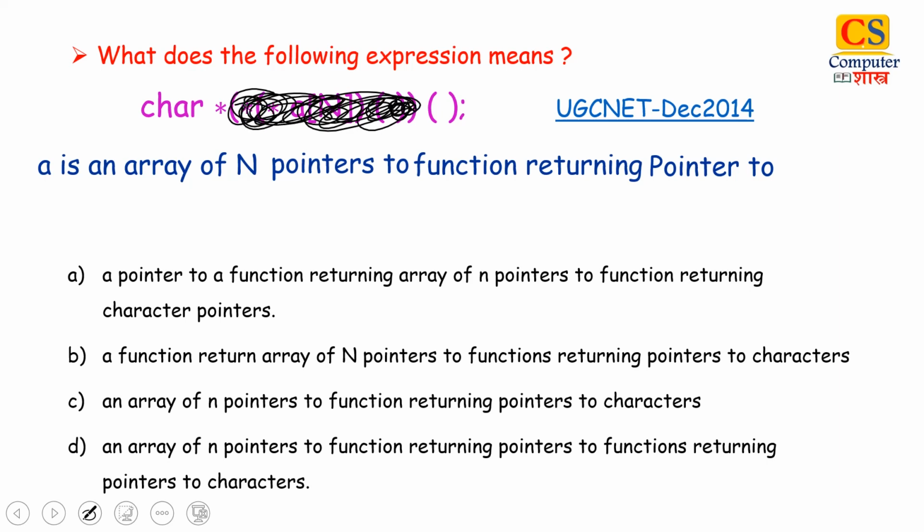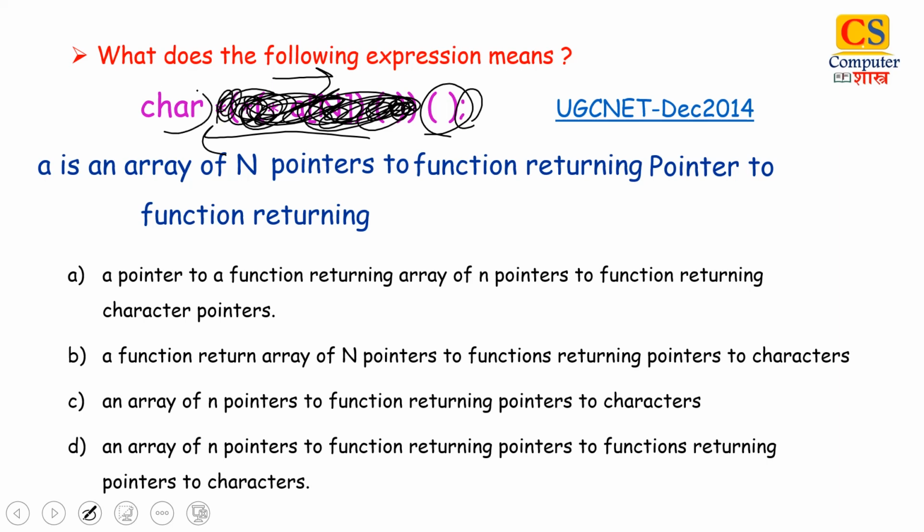I have marked it. Now move towards right. On right we have this function bracket, right, function returning. Then we have this semicolon, so move towards left direction. On left, first we will encounter this pointer, then this char. So we will write pointer to char. So our whole sentence will be: A is an array of n pointers to function returning pointers to function returning pointer to char.